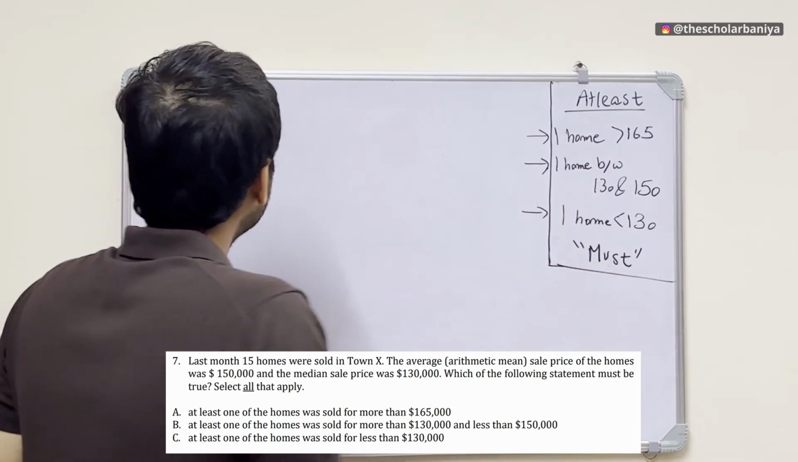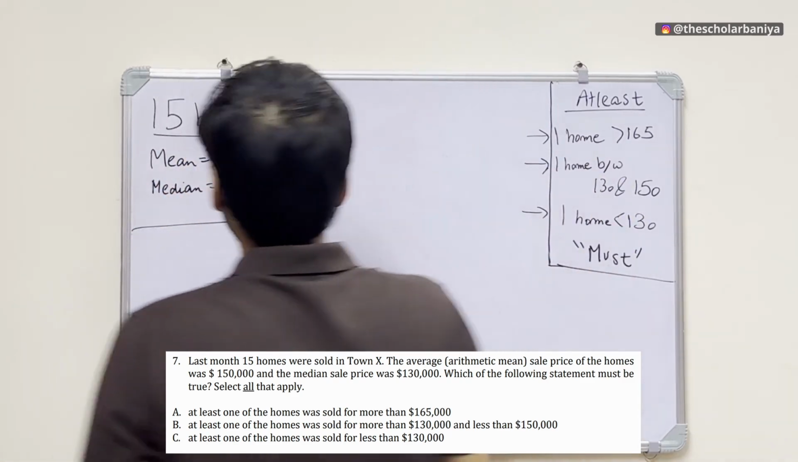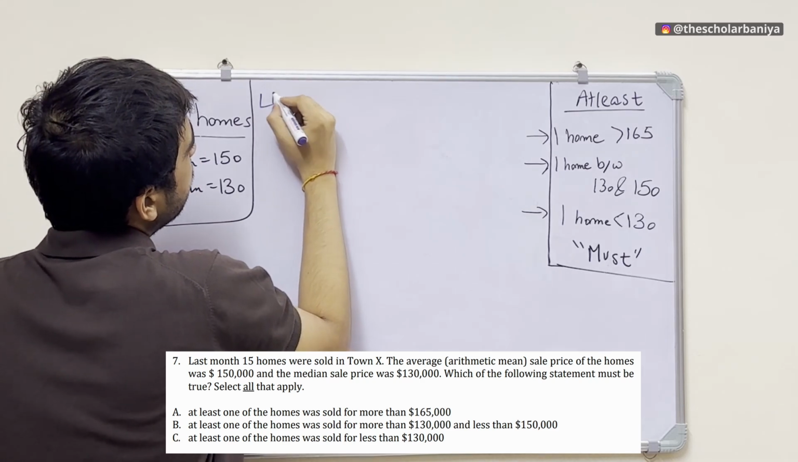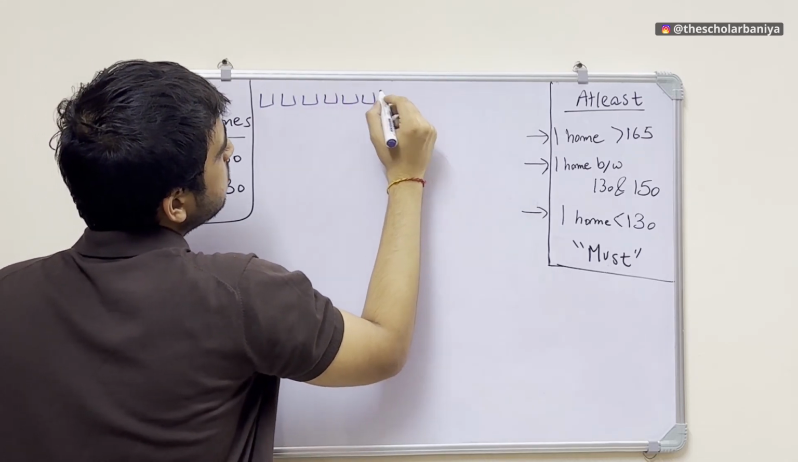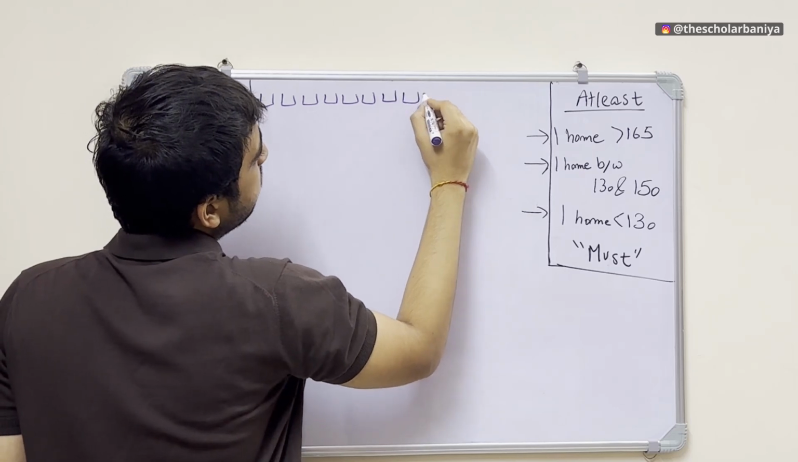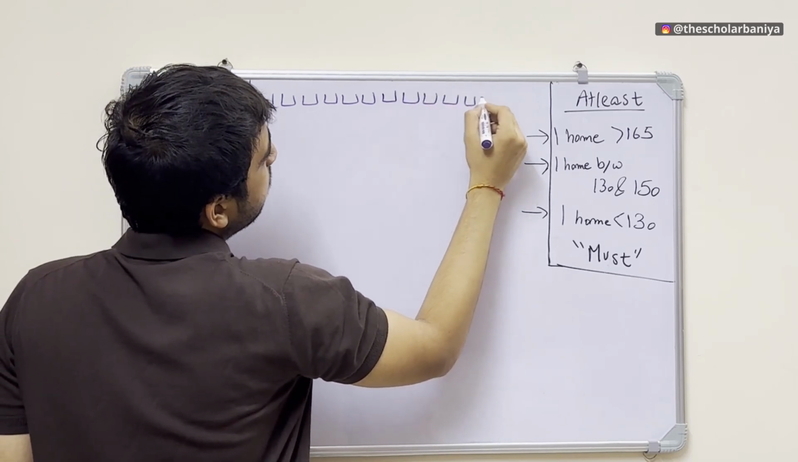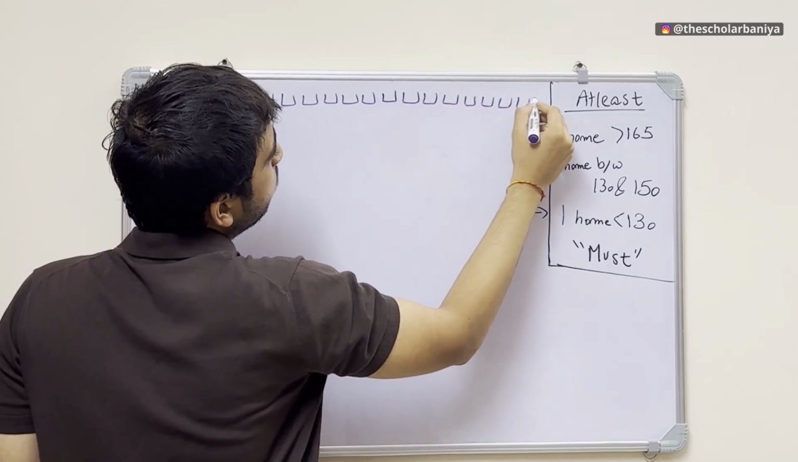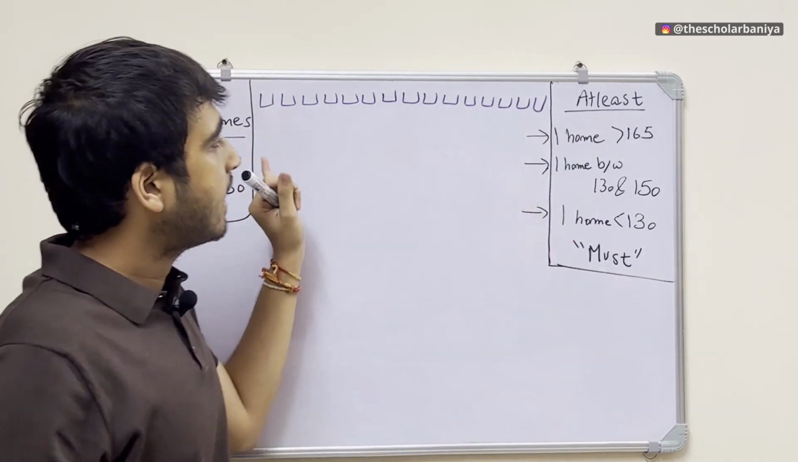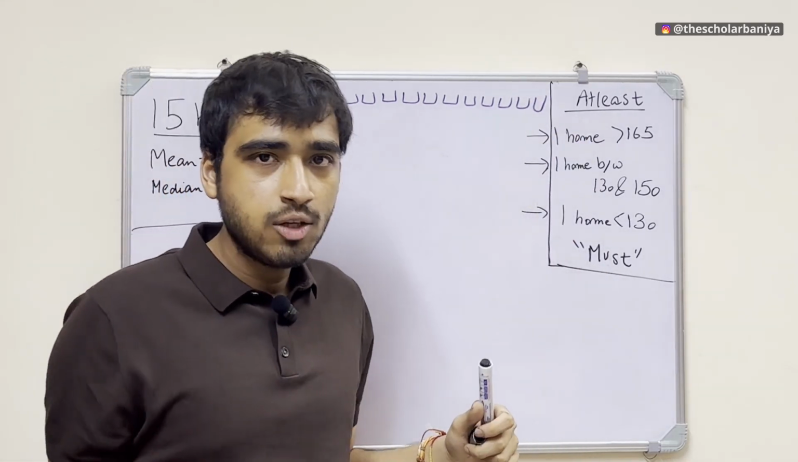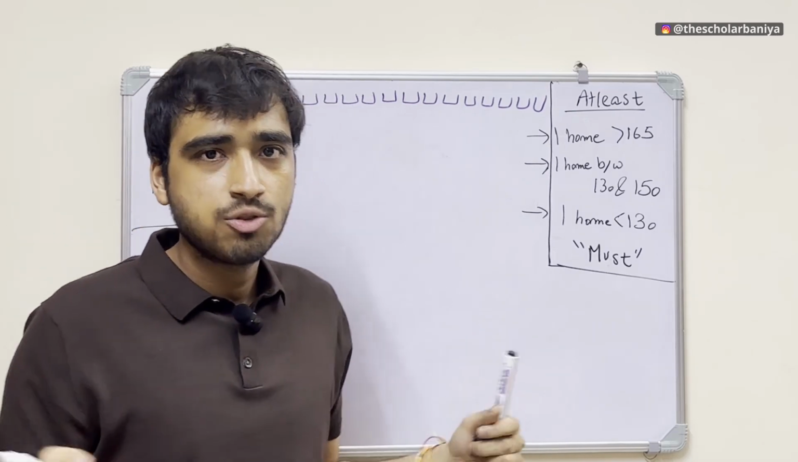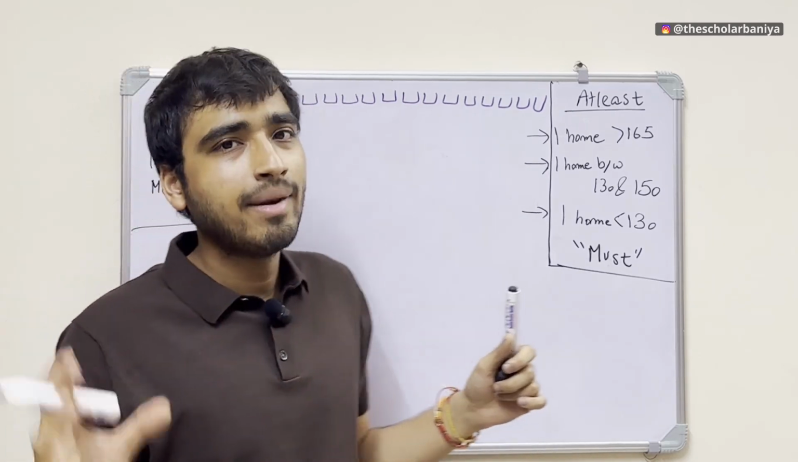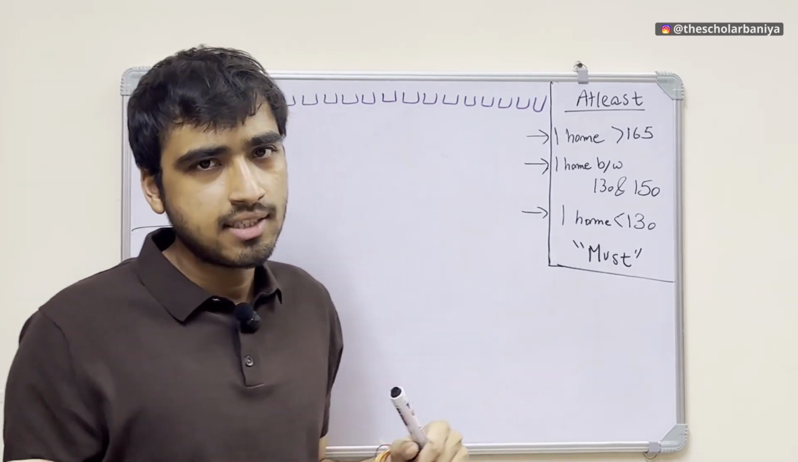Okay, so there are 15 homes, right? So let's suppose 1, 2, 3, 4, 5, 6, 7, 8, 9, 10, 11, 12, 13, 14, 15. Again, I am doing it like this just to explain it so that you can understand better. In the exam, you don't have to do it like this. You can do it mentally, and with practice, you'll be able to do it easily.